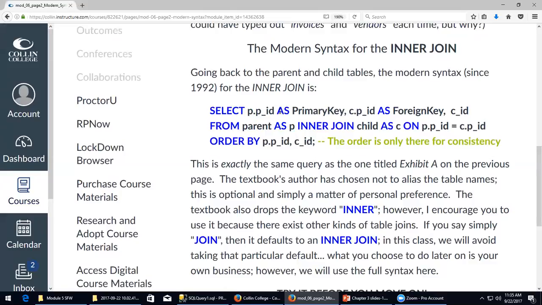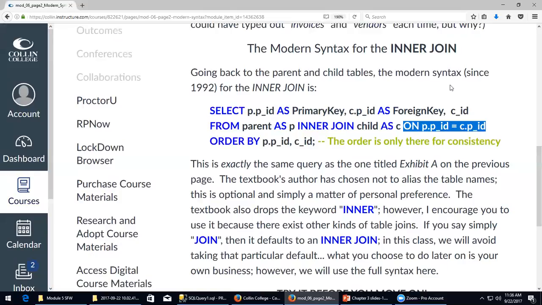The as is irrelevant. C.pid as foreign key, so I gave it another name so we can tell them apart. And then CID, I didn't alias that one. From parent as P, inner join child as C, on... okay, here is the where clause.